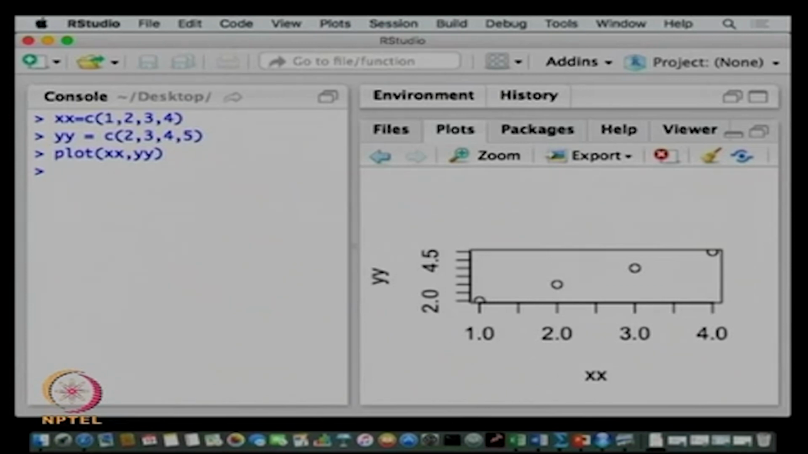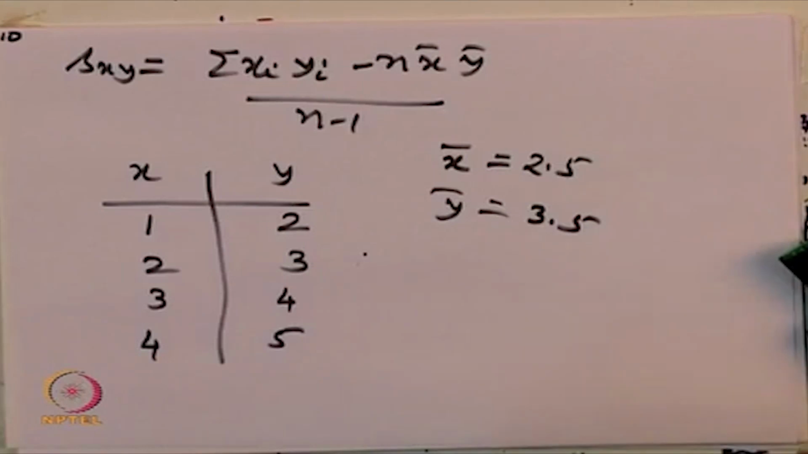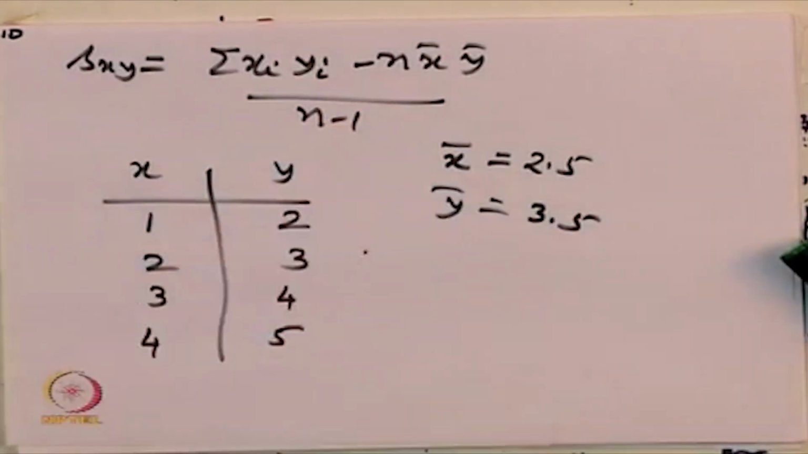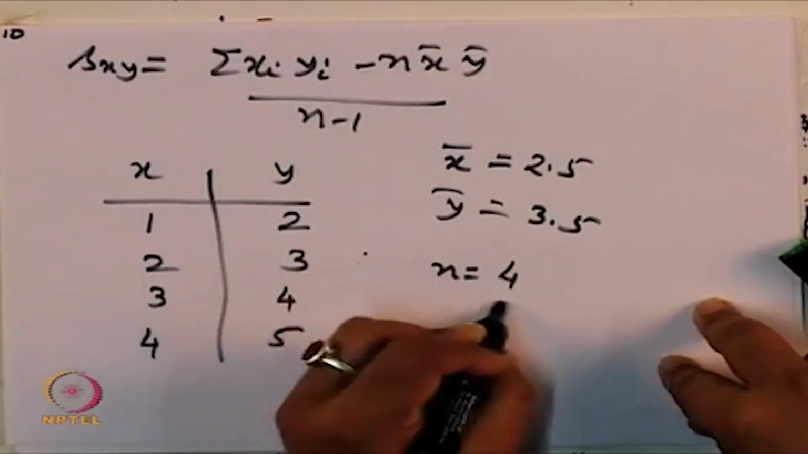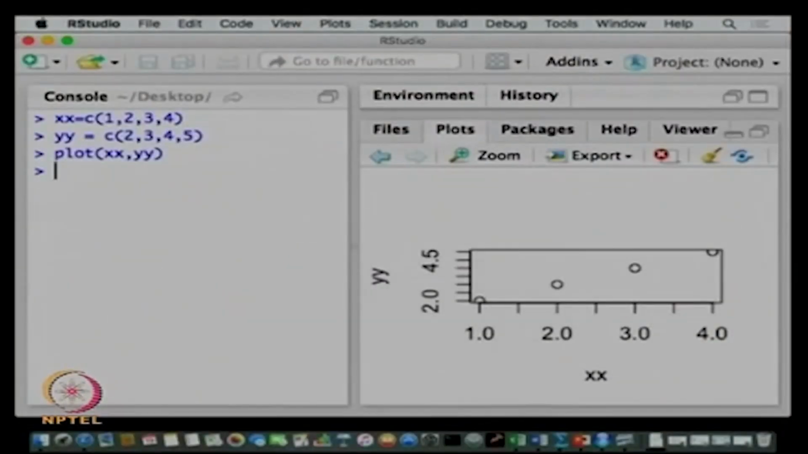So, I want to find out the value of Sxy. I know that Sxy is equal to summation xi yi minus n x bar y bar, divided by n minus 1. I have n equal to 4 in this case. So, let us calculate the value of Sx. I can write sd of xx, sd of yy, and same thing. I can define zz equal to xx star yy.